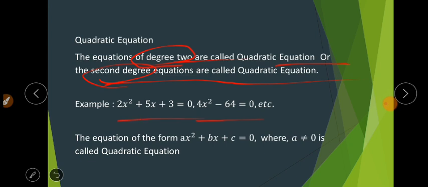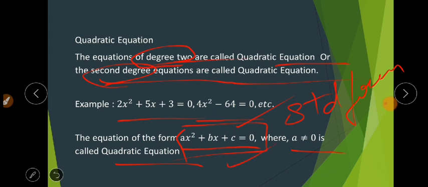We have one more definition for the quadratic equation: the equation of the form ax square plus bx plus c is equal to 0, where a is not equal to 0, is called a quadratic equation. This is also termed the standard form of a quadratic equation. You may get a 2 marks question: state the standard form of quadratic equation. At that time you have to write ax square plus bx plus c is equal to 0.